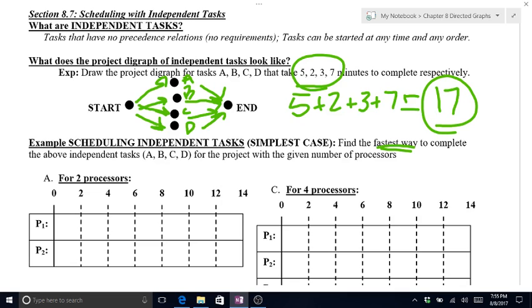Okay. If I have 2 processors or 2 people working on them, I've got 17 minutes split between 2. That gives me 8.5. But remember, we can't split any time. So it's going to take 9 minutes for 2 people to complete all 4 of these tasks. Well, what tasks can I group together that gives me 9 minutes or less?